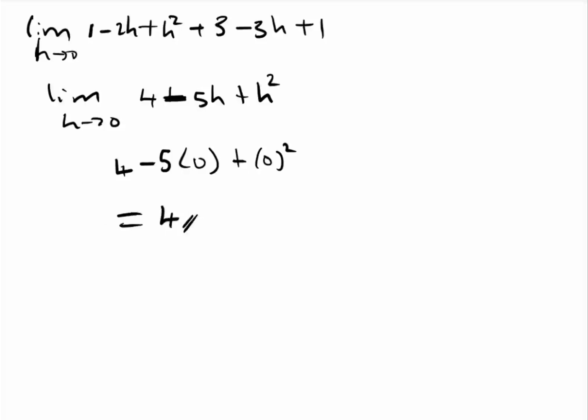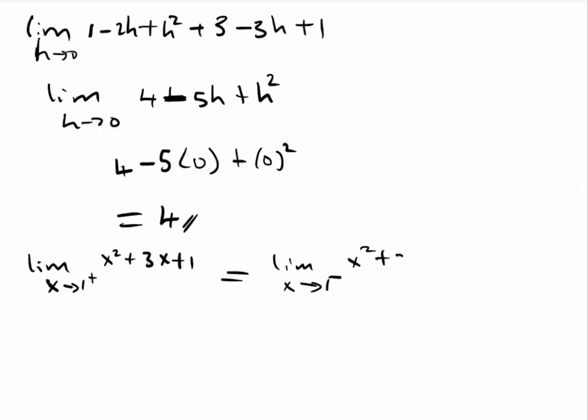Therefore, the right hand limit, which is the limit as x approaches 1 from the right of x squared plus 3x plus 1, is equal to the left hand limit as x approaches 1 from the left of x squared plus 3x plus 1. We got this to be 4, and we got this to be 4.